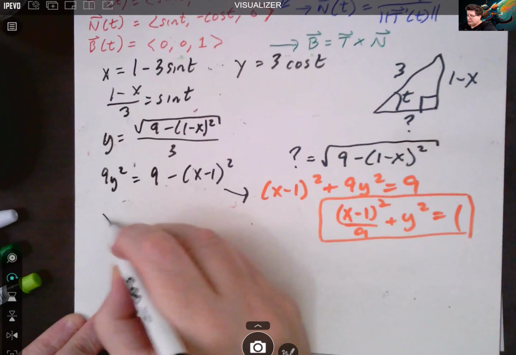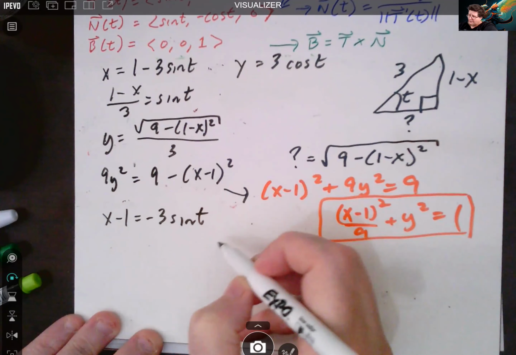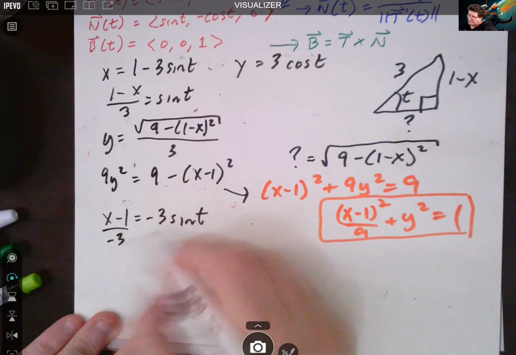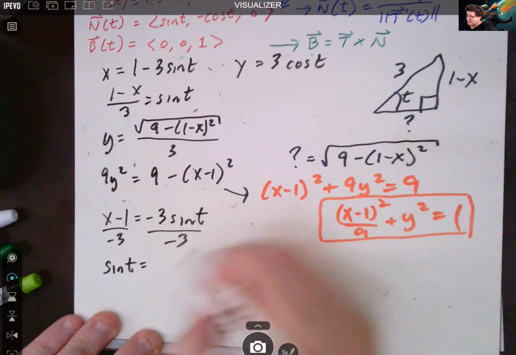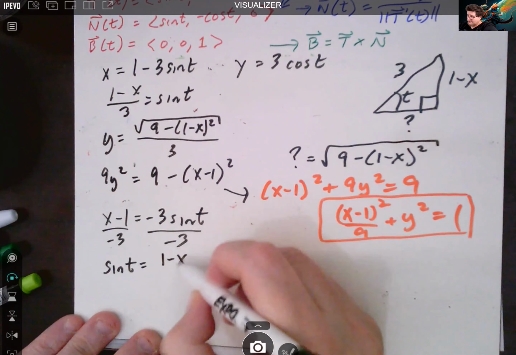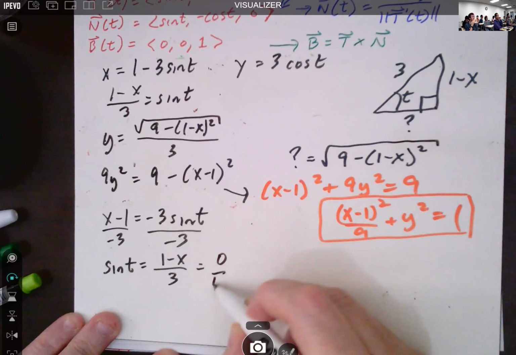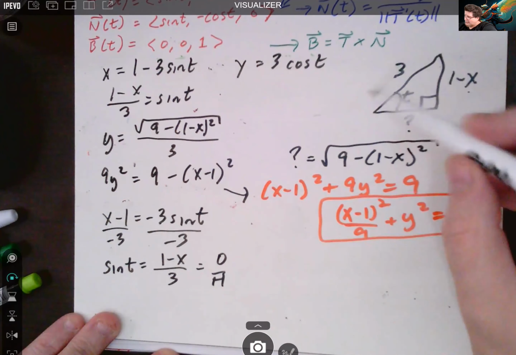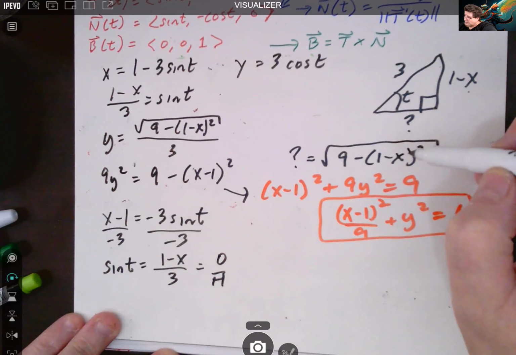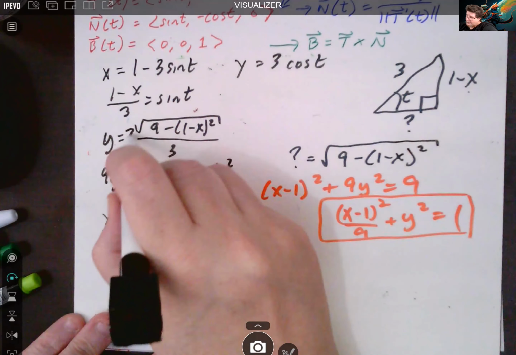X minus 1 equals -3 sine t. Divide by -3. And I get sine t equals 1 minus x over 3. That is opposite over hypotenuse, which is y. It's my y, isn't it? The 3 cosine, when you solve for it, I didn't put the 3 in there, did I? Yeah.